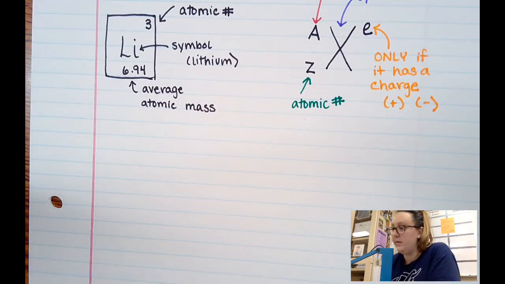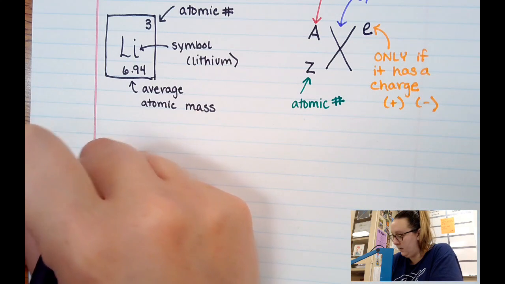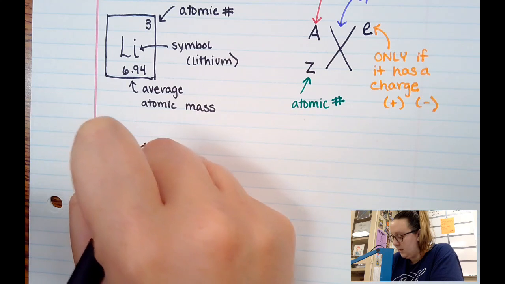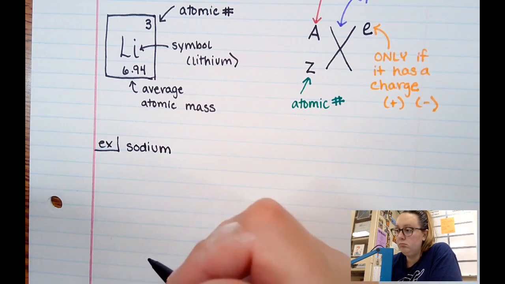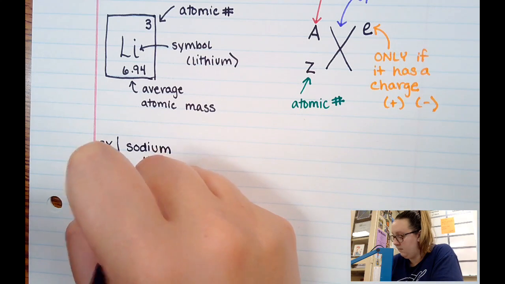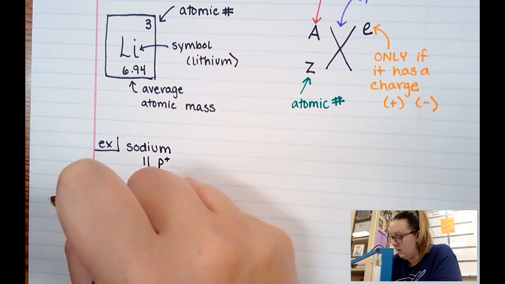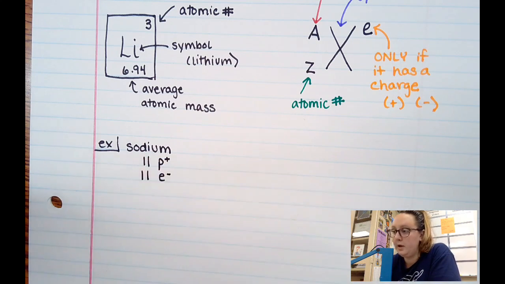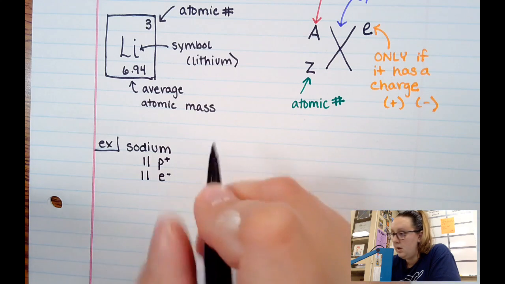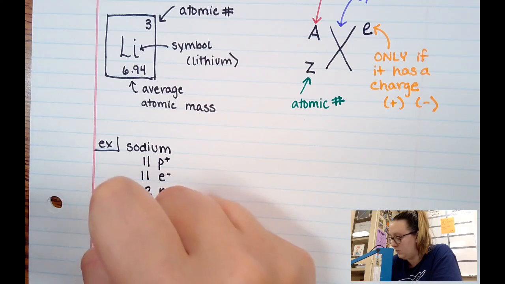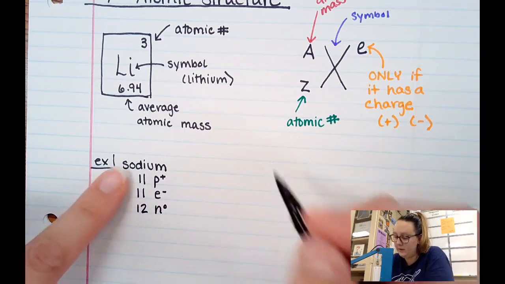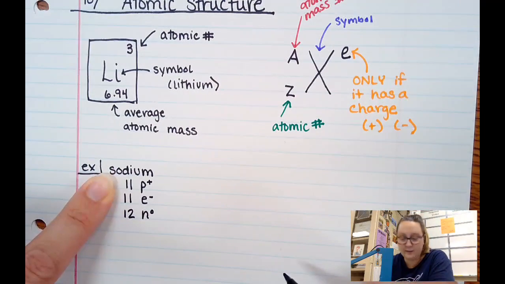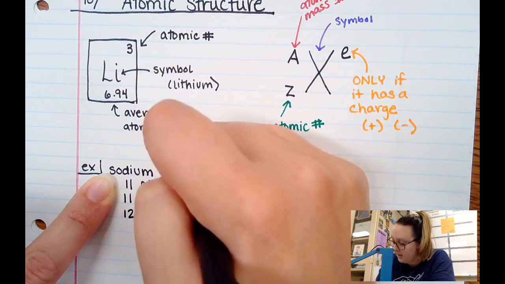All right, so let's look at this. If I have sodium, and I tell you that in this sodium, it has 11 protons, 11 electrons, and 12 neutrons. How would we write this symbol? Well, first you'd have to know, what is the symbol for sodium? It's Na.